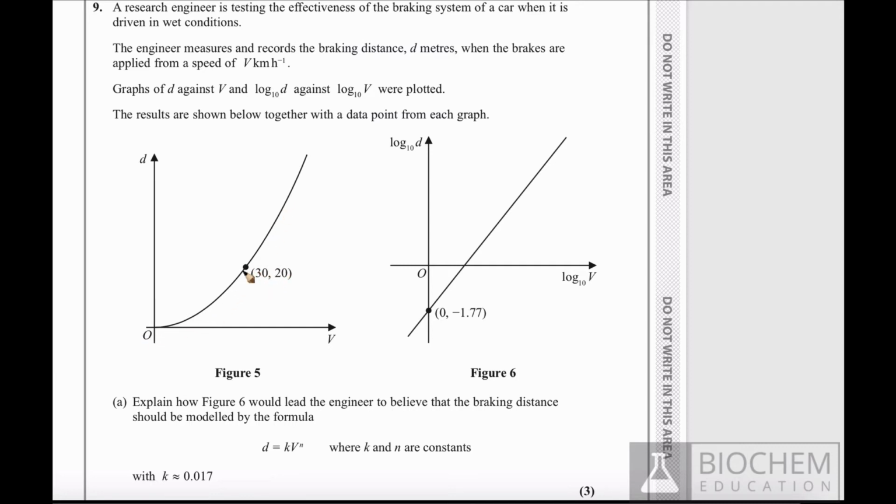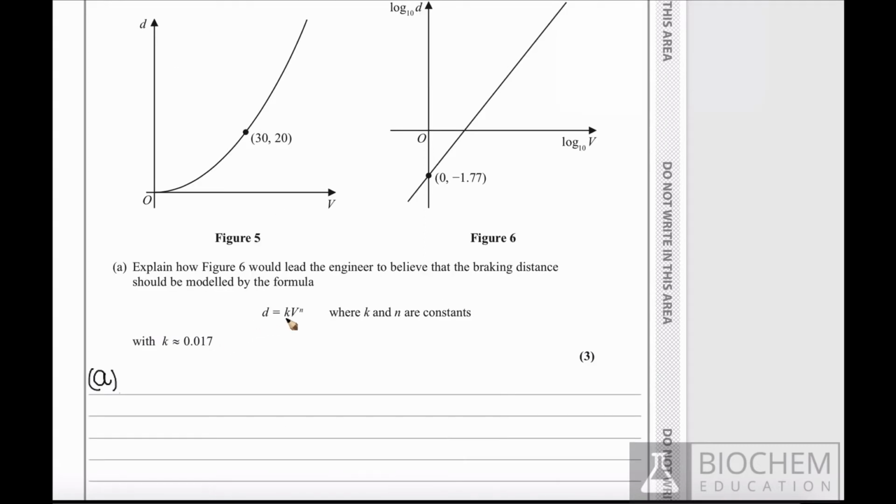There is a point along the curve which is 30, 20. This point means that when the speed of the car is 30, the distance required for the car to stop is 20 meters. Taking log of the velocity values and the distance values will give you a graph in figure 6 that shows a straight line with a y-intercept at 0, negative 1.77. An examiner is asking you to prove how the braking distance, which is d, can be modeled by this formula and find the value of k to be approximately 0.017.